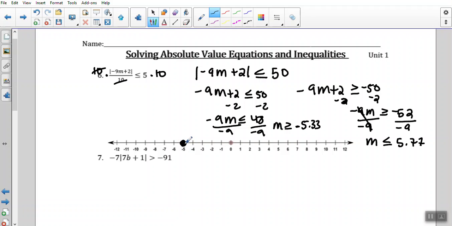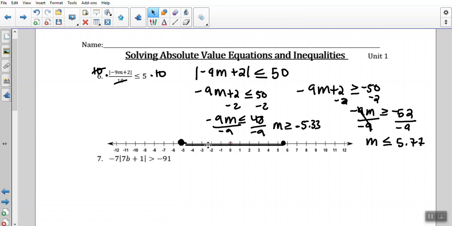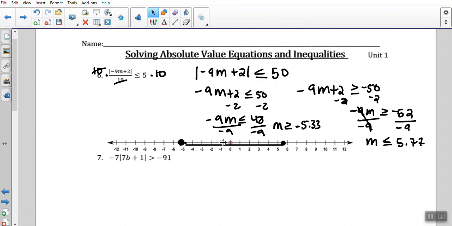So I'm going to put a closed circle, and I'm going to move this over a little bit. Negative 5.3 would actually be over here. And then to the right, and then let me graph this one. M is less than 5.7, so 5.7 is over here, and then it gets shaded in the middle.